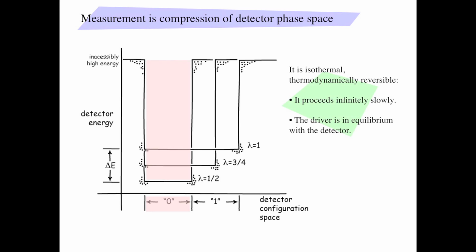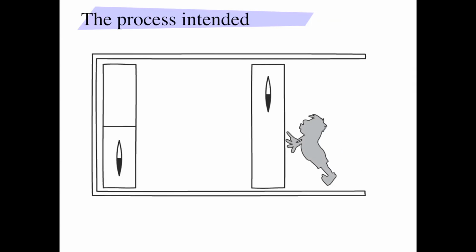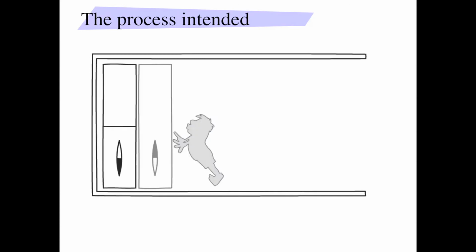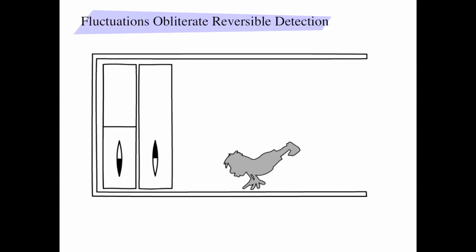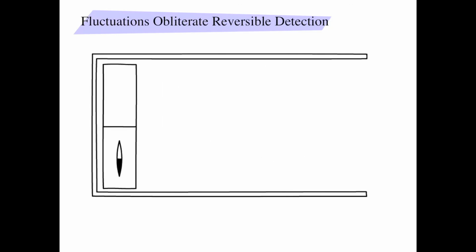As with the one-molecule gas compression, the process is intended to proceed arbitrarily slowly with the driver in perfect equilibrium with the target device. This is how we expect the process to proceed. The little man is the analog of the mass pressing on the piston of the one-molecule gas. The no-go result shows that this process will be disrupted by thermal fluctuations in just the same way as the isothermal expansion and compression of a one-molecule gas.